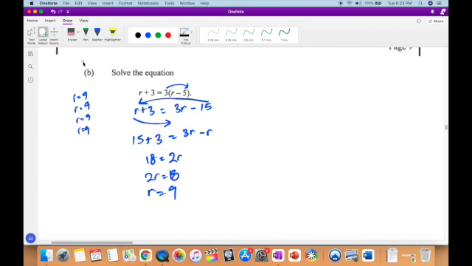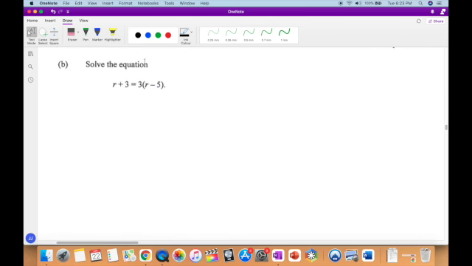Now this is a simple equation here. And the first thing we need to do is to open out these brackets. So I'll have r plus 3. Notice the next line. From here, the next line must make sense. So from r plus 3, I didn't touch this side, but on this side I'll have 3r minus 15. So you could tell that from here to here, all I did was expanded the brackets.